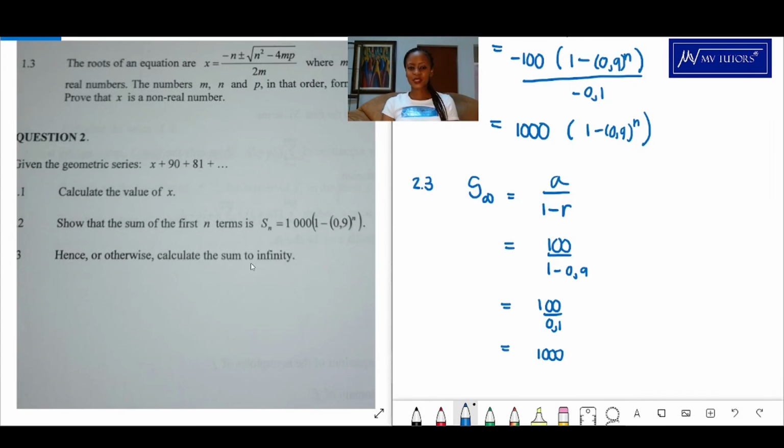Okay, this hence should actually follow from 2.2. If I have a look at this answer over here, if I take n to infinity, do you realize I have 0.9 to the power of a very huge number? It's actually going to be close to 0. So if I have 1 minus 0, that's just 1, and 1 times 1,000 is 1,000.